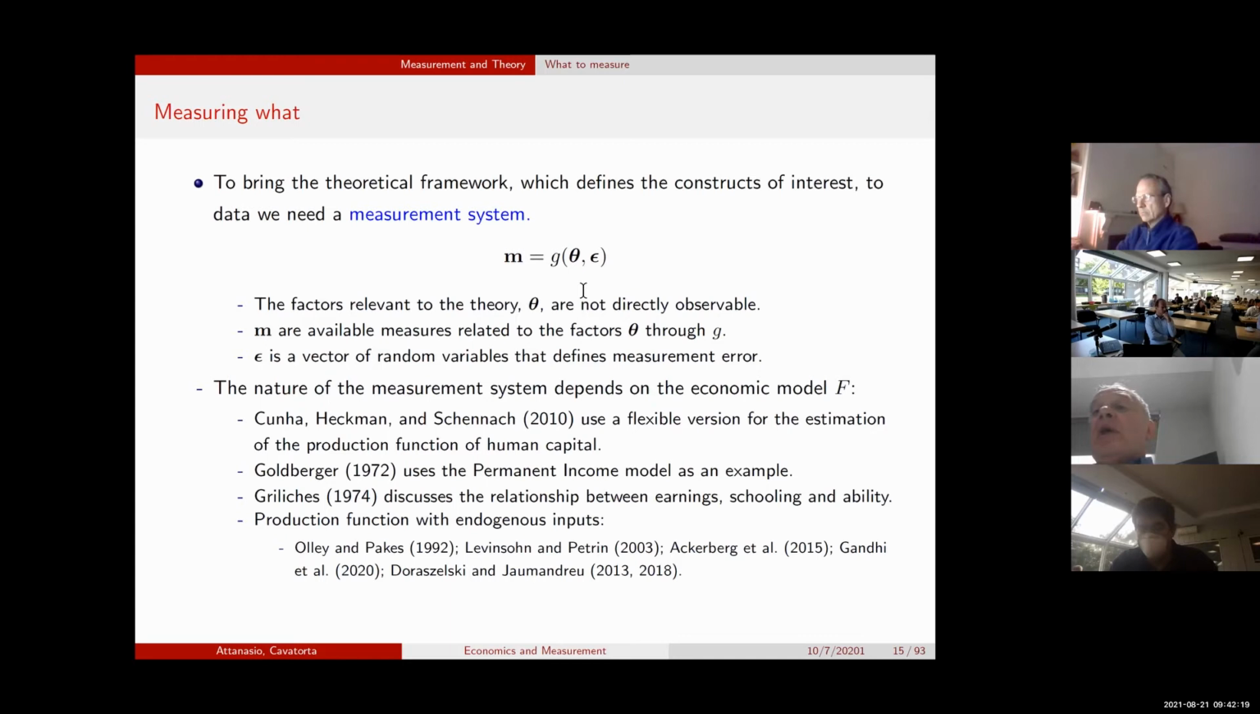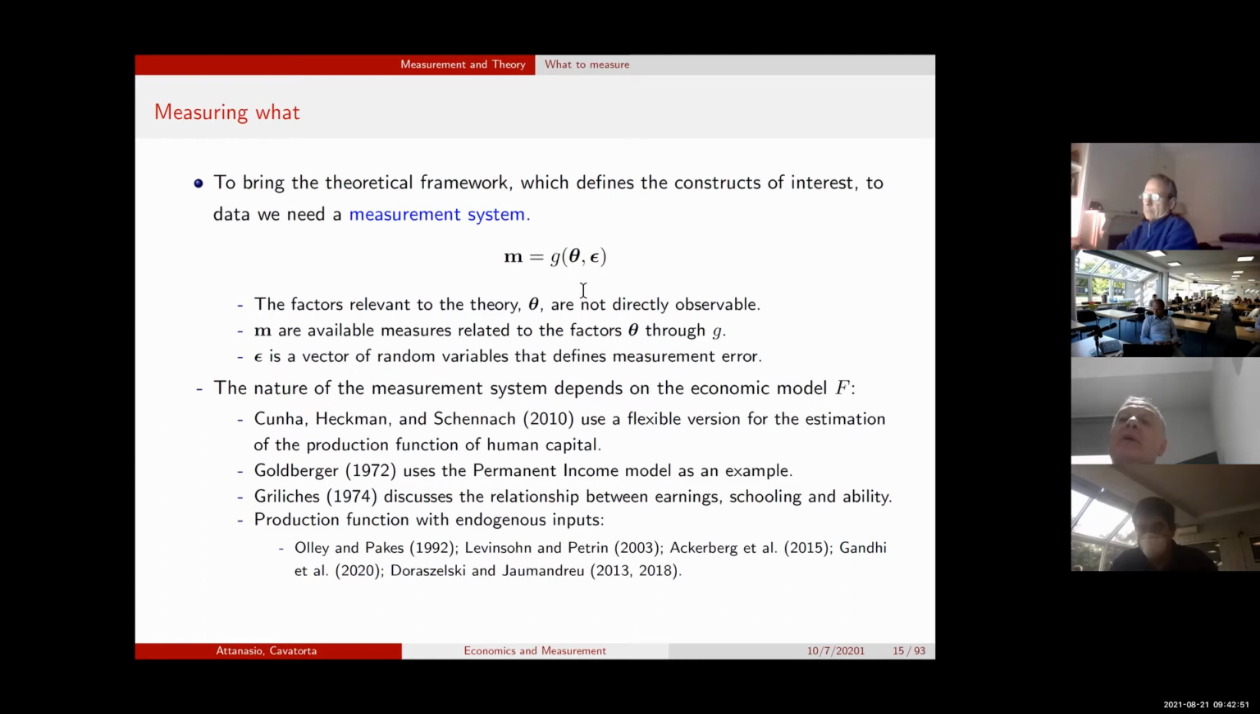But it goes back in time. In Goldberger 72, he uses the permanent income model as an example. In the permanent income model, permanent income is unobservable, and that's the concept of interest. What is observable is current income and consumption, and the two are linked in a specific way, and then you can try to use measures to infer it.